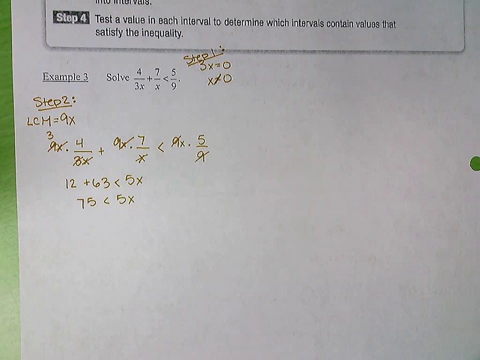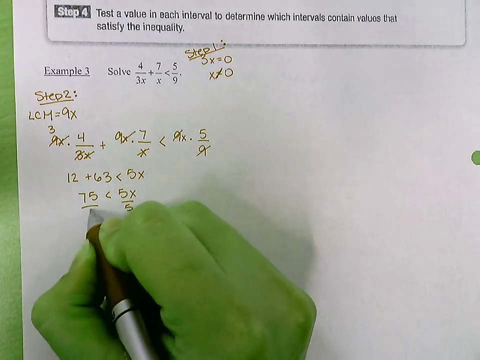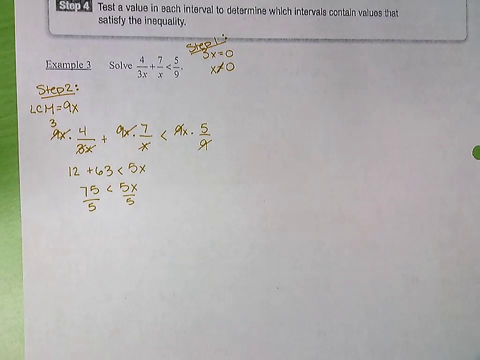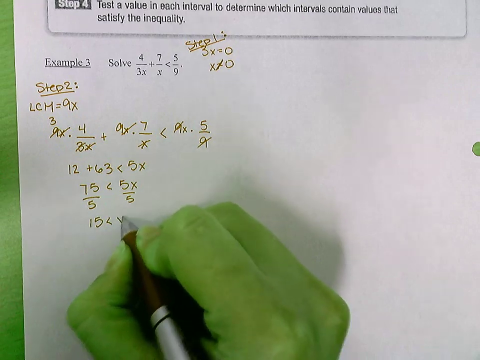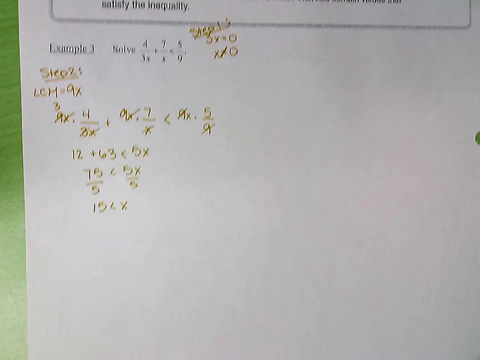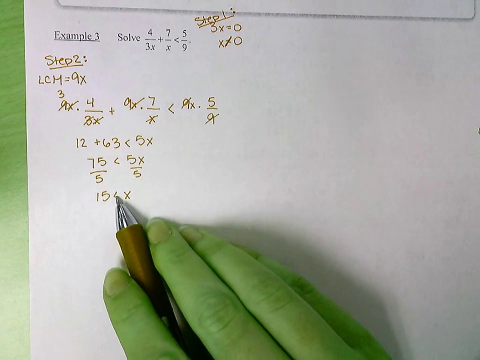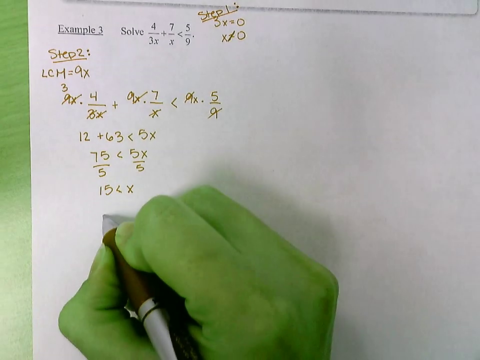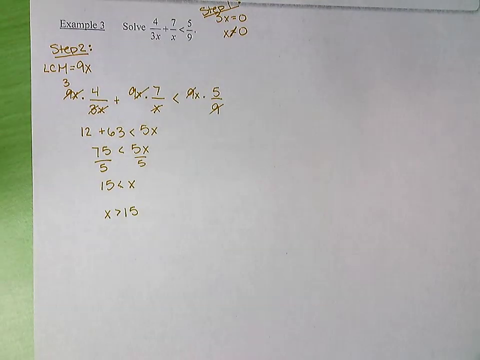Now I'm still trying to solve for x. So divide it by 5. So I have 15 less than x. Now I'm going to flip that around. Okay, so read this backwards. So I have x greater than 15. I had to just flip that around so it's a little bit easier to look at.